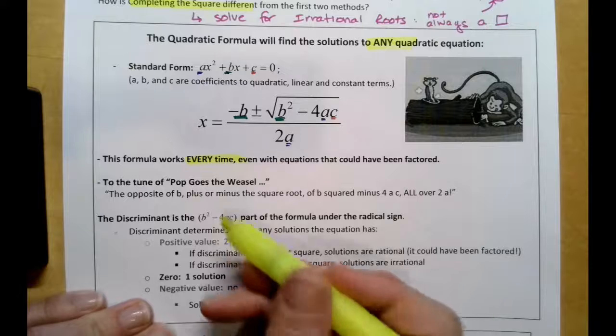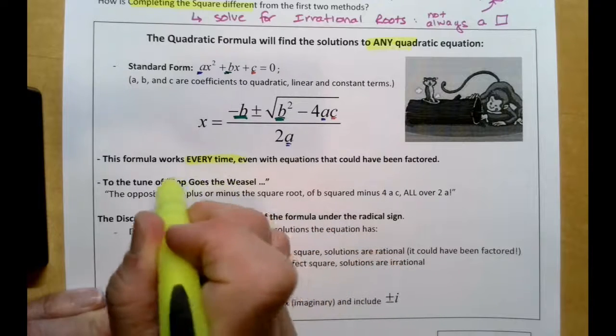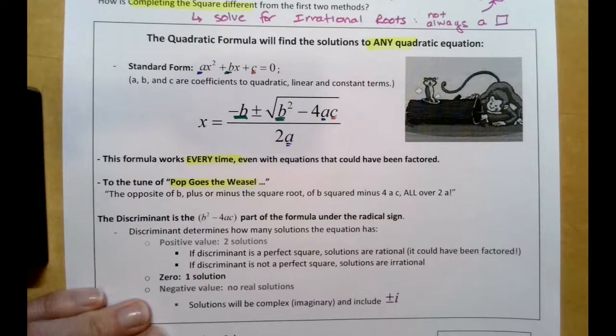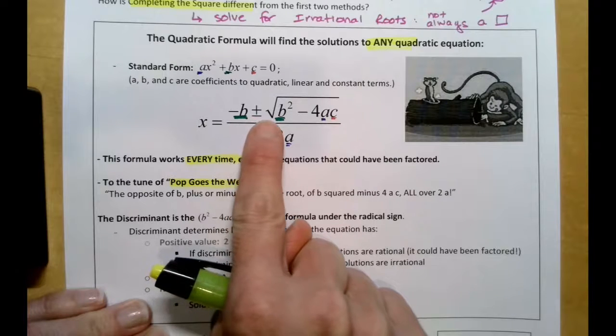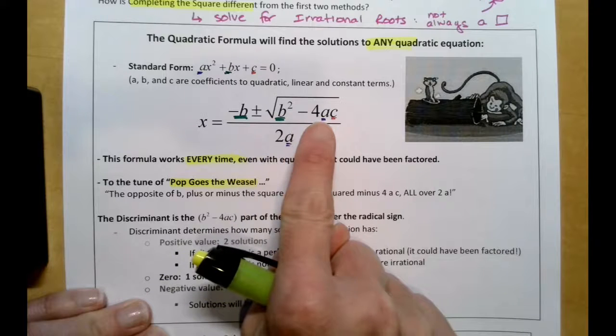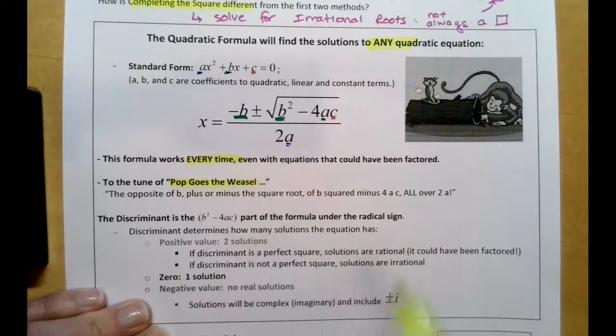So don't laugh too hard, but we can remember the quadratic formula by singing to the tune of Pop Goes the Weasel: the opposite of b plus or minus the square root of b squared minus 4ac all over 2a.